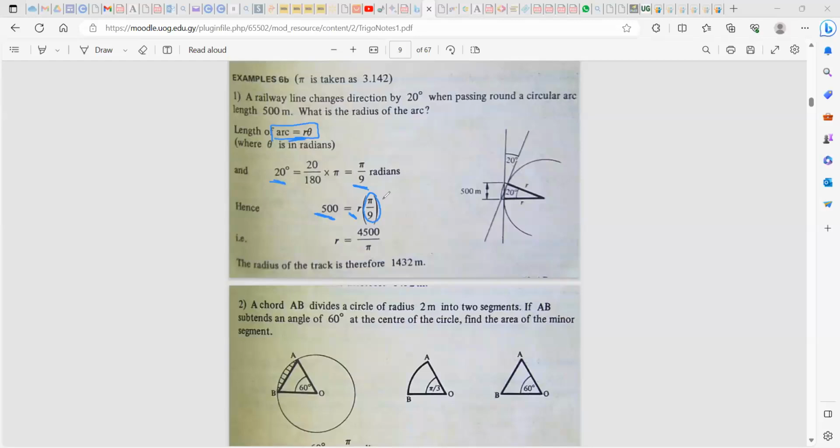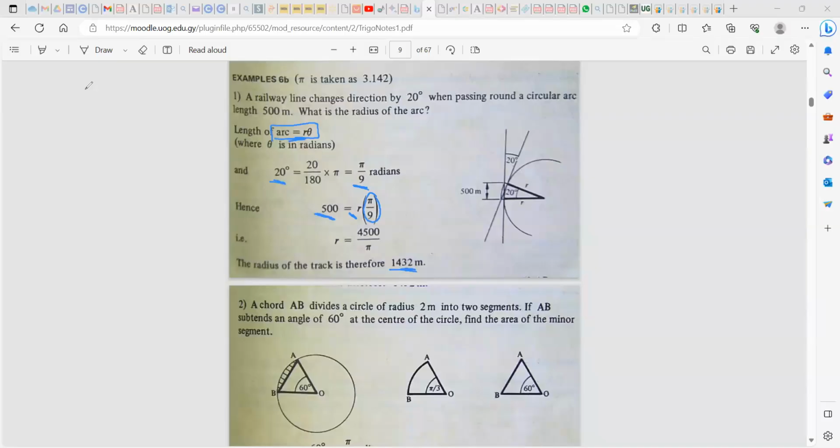And you can see the arithmetic here, right? You take the pi over 9, you divide 500 by it, so you have to flip it around and multiply, you get 500 times 9 over pi, right? That's your answer there. A very, very simple problem involving the arc length formula.